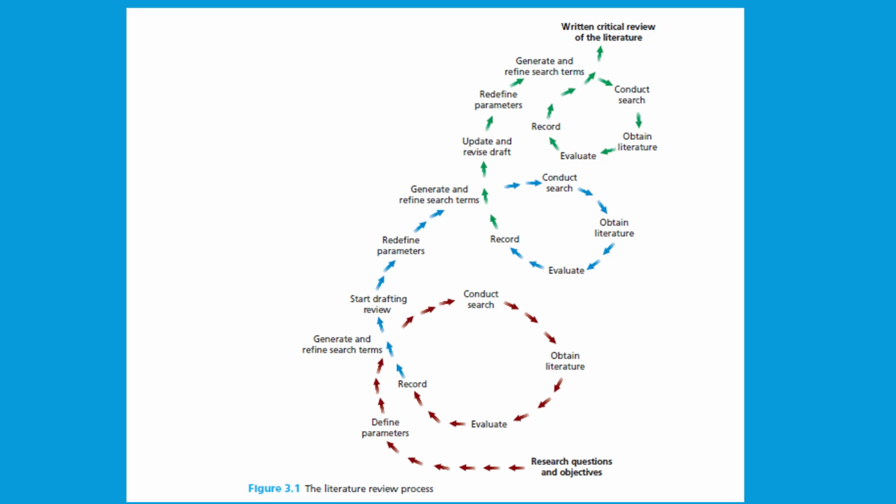So essentially, this is the literature review process. We first had our research idea. We refined it by coming up with our research questions and objectives. We define the parameters. We conduct the literature search. We obtain the literature. We evaluate, and I think this is the part that is mostly lacking in most introductions that we have critiqued previously. We evaluate, we record, we generate and refine search items. We start drafting the review. Notice what happens. We may then find a need to redefine the parameters, and then the cycle starts all over.